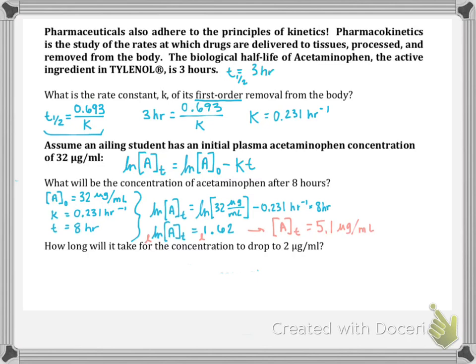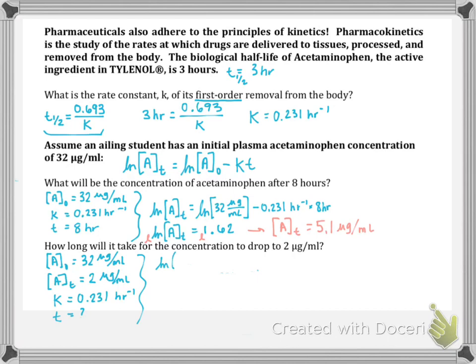Okay, so then they ask us instead, how long will we have to wait for the concentration to be 2 micrograms per mil? So we can use the same kind of setup where we have our initial concentration, 32 micrograms per mil, except now we know what our At is. Our k is still the same because we're at the same temperature. And we want to figure out what t is. So we can put all that information again into the same equation.